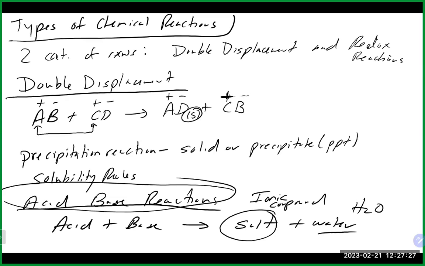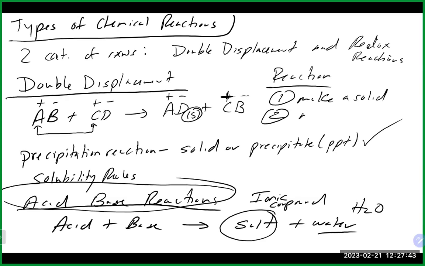What are the three reasons why a reaction takes place? A reaction will take place because you want to make a solid, which is a precipitation reaction. You want to make water, which is an acid-base reaction. The third reason a reaction takes place is an electron transfer, which are redox reactions. So those are really the three reasons why a reaction takes place. One of those three things happens, and that accounts for these different types of reactions.